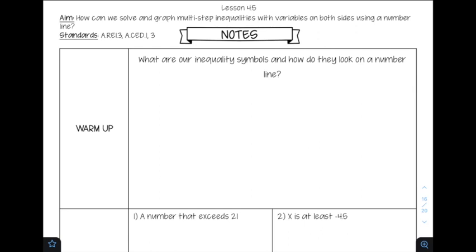So the first thing we want to think about is what inequality symbols are and how they look on a number line. How are we going to represent the different types of inequality symbols? The first thing I want to do is draw my number line just so I can get a visual.